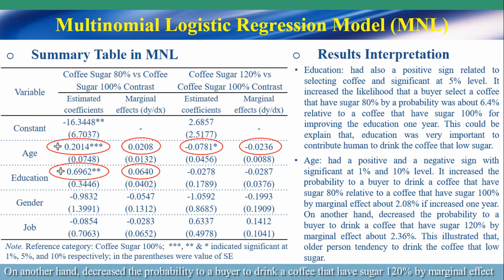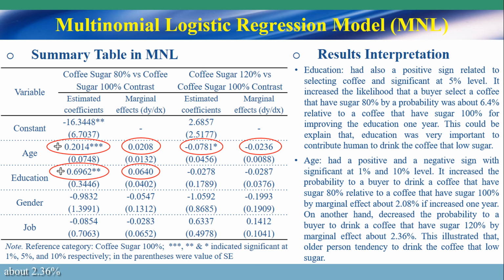On the other hand, it decreased the probability that a buyer drinks a coffee that has sugar 120% by a marginal effect of about 2.36%. This illustrates that older persons tend to drink the coffee that has low sugar.